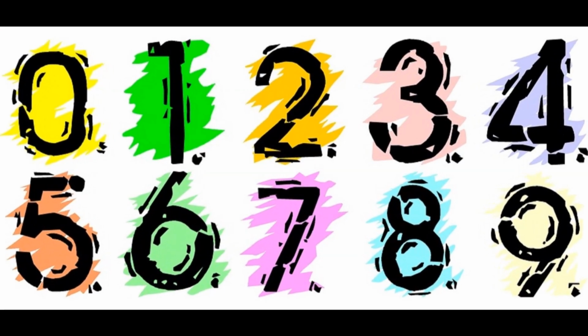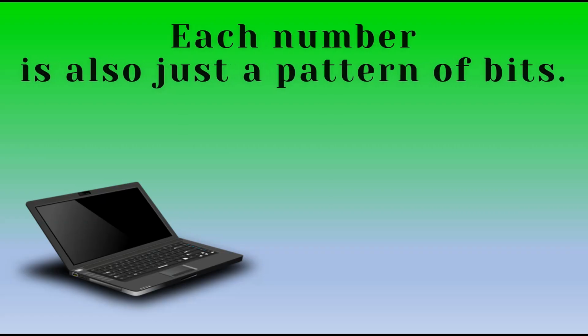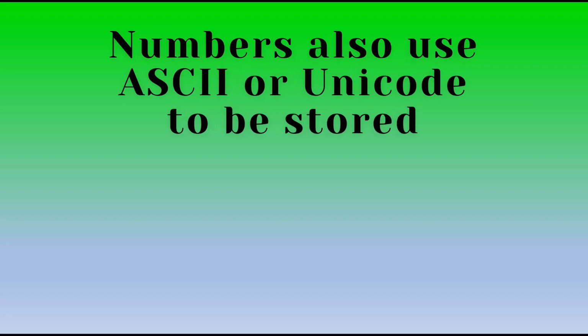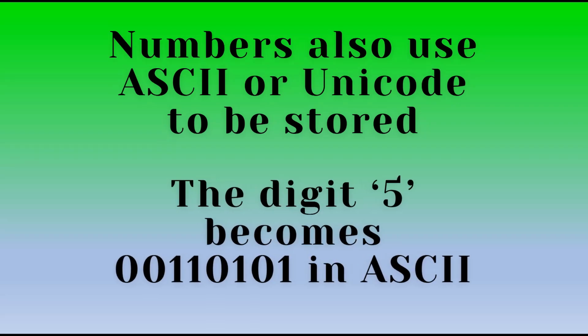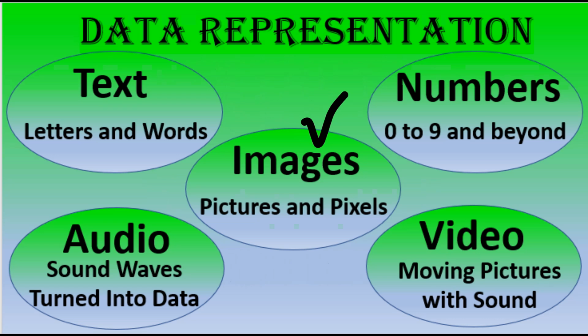Numbers are easy, right? Like 1, 2, 3, but to a computer, each number is also just a pattern of bits. Guess what? Numbers also use ASCII or Unicode to be stored. So, the digit 5 becomes 00110101 in ASCII. Images, pictures and pixels.